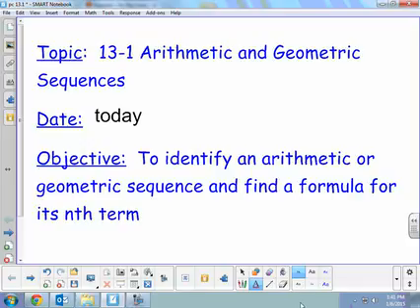Alright, today's topic is 13-1, Arithmetic and Geometric Sequences. Our objective is to identify an arithmetic or geometric sequence and find a formula for its nth term.